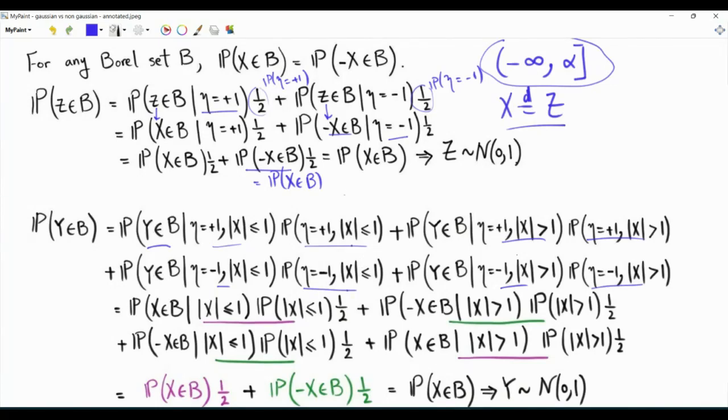Those probabilities can be written exploiting the fact that x and eta are independent. So, for example, this probability is the probability that the absolute value of x is less than or equal to 1 times the probability that eta is equal to +1, which is 1/2. We can do the same for these other probabilities.